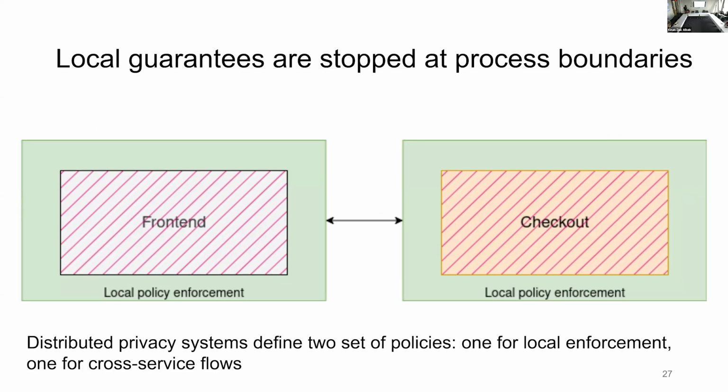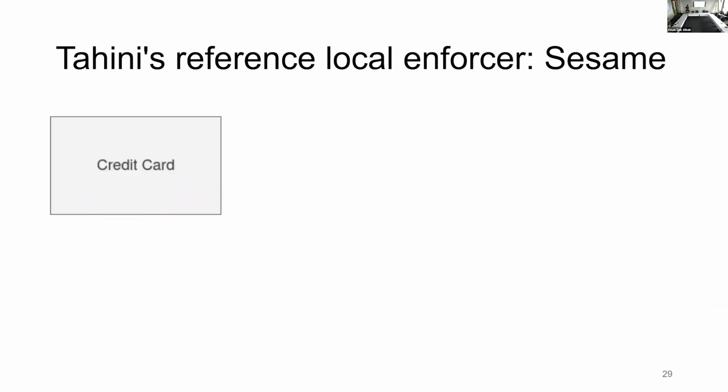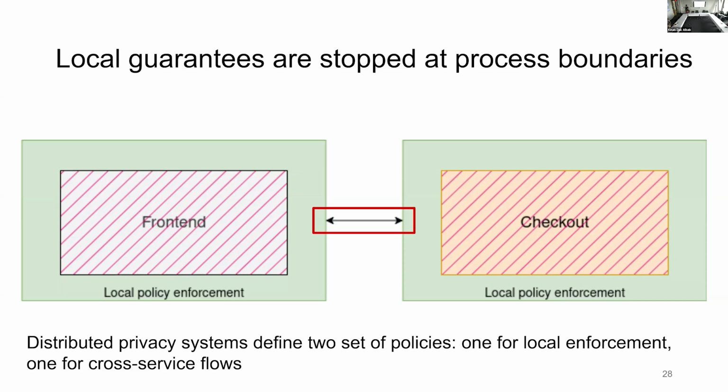Imagine you have two services communicating, such as the front end and the checkout, that each have some local policy enforcement mechanism enabled. In the base case, without Tahini, if you want to have distributed privacy properties, you would have a system for local policy enforcement, and then a system to basically patch the two together. Otherwise, you lose the end-to-end guarantees. This interaction between the two services is the critical part. How do you ensure that guarantees on one end are also enforced on the other end?